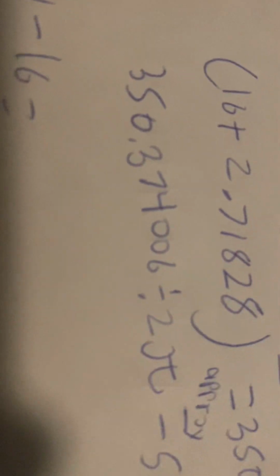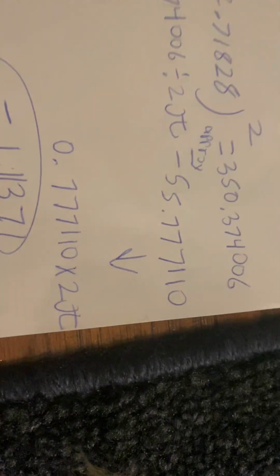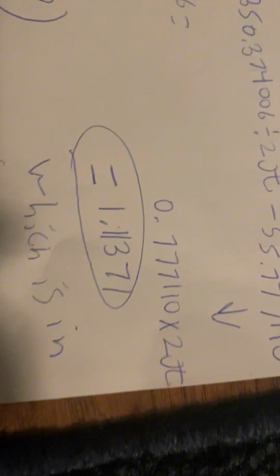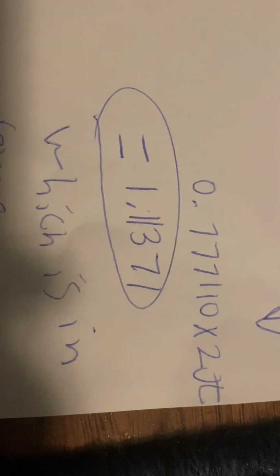So I'll show you how that works. We do 350 divided by 2 pi, which equals about 55.777110, and we only take the decimal. This is a stronger approximation too; you probably don't need this many decimals. Then you multiply by 2 pi again and see if it's still in the distance, which it is. It's 1.11371. If it wasn't, you would have to subtract 2 pi or add 2 pi if it was too big or too small, but this is in the range.